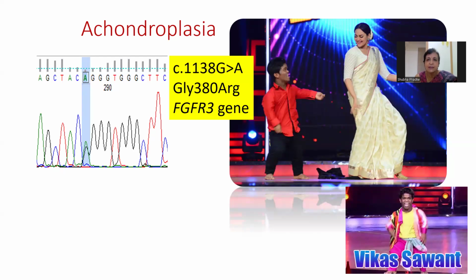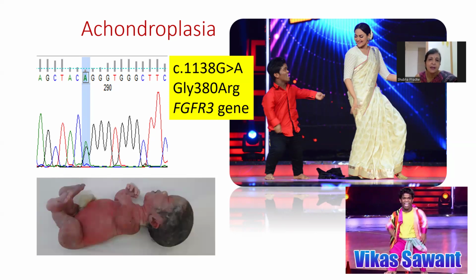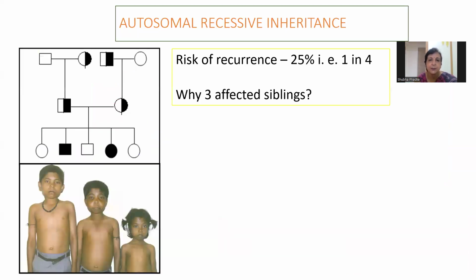This particular famous dancer has achondroplasia, and everybody with the same type of features will have the same mutation, as I said. The photograph which I have shown is a severe type of skeletal dysplasia caused by mutations other than this mutation. These are very severe varieties, called thanatophoric dysplasia, which is naturally allelic to achondroplasia because it is also caused by mutations in the FGFR3 gene.